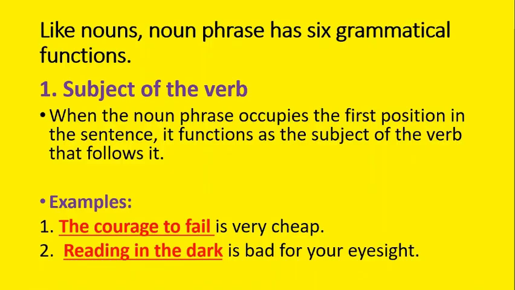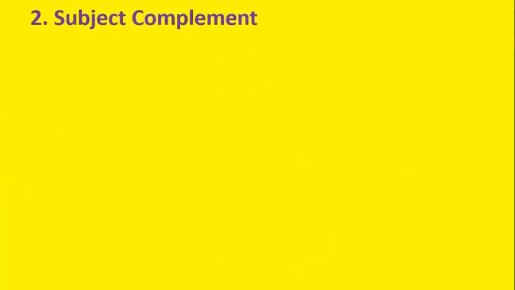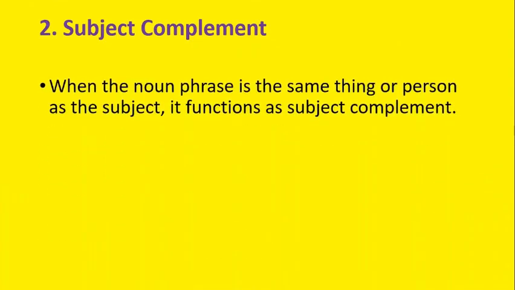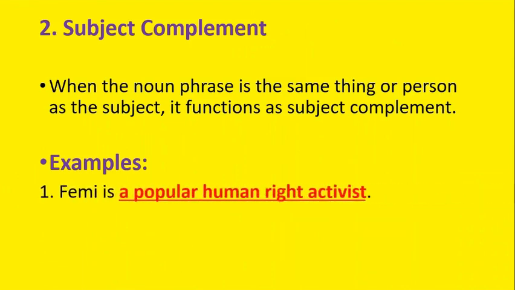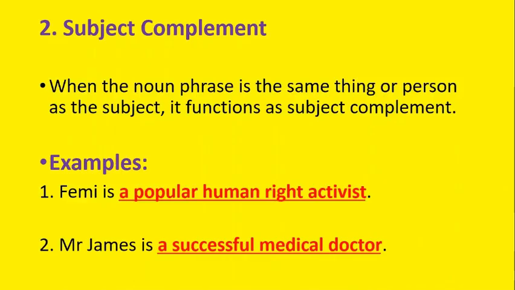Reading in the dark is bad for your eyesight. Reading in the dark is the noun phrase and is functioning as subject of the verb. Also, we have noun phrase functioning as subject complement. When the noun phrase is the same thing or person as the subject, it functions as subject complement. For example, Femi is a popular human rights activist. A popular human rights activist is a noun phrase because it has a noun as the main word or the head word, that's the activist.